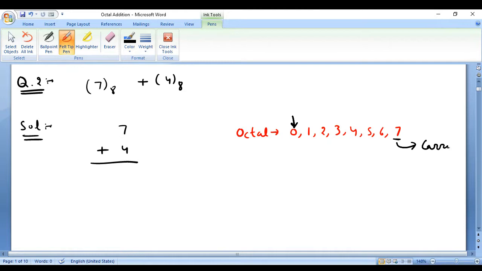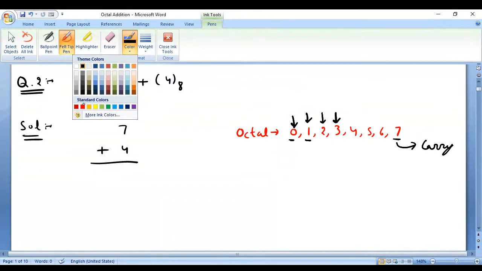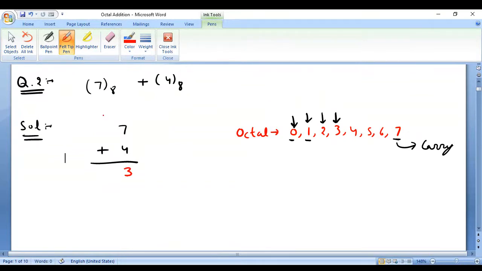So after 7 there will be a carry whenever we complete one round from 0 to 7. After that, if we have to again start counting from 0, then there will be a carry, right? And because we have to add 4, we will count up till 4 digits. So 0 will be the first one, this will be second, this will be third, and this will be fourth, right? So what is the answer that you got? The answer is 3. And what is the carry? Because we have completed one round, there will be a carry of 1, so therefore the answer will be 13, right? So that is why the answer will be 13 and it will be in octal system. Clear?